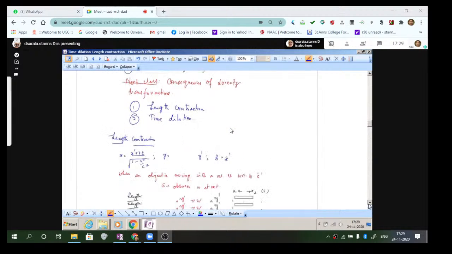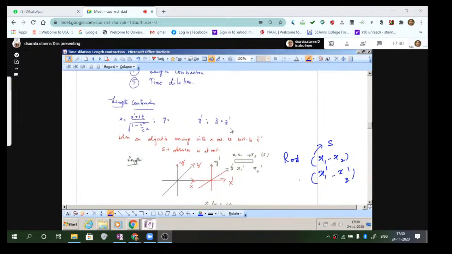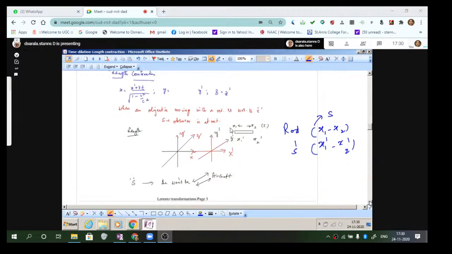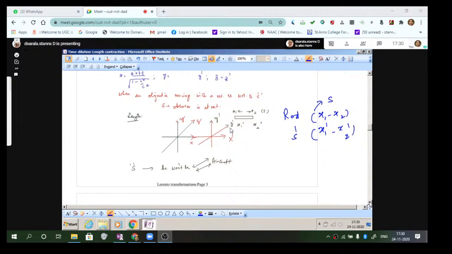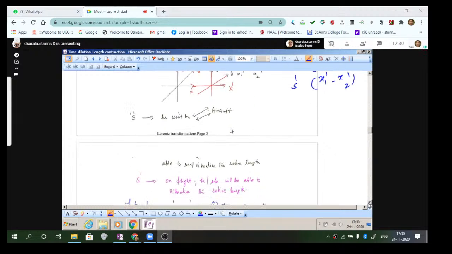So therefore, based on this, let us see length contraction as a consequence that we should be studying. Suppose you want to measure the length of this rod, which is equal to x1 minus x2 in S frame, and it is equal to x1 dash minus x2 dash in S prime frame. So this is the length that you are measuring. It won't be the same. If you are in a moving aircraft, it looks as though it is shortened. But if you are on board, you can see the entire length. You will be able to visualize the entire length.